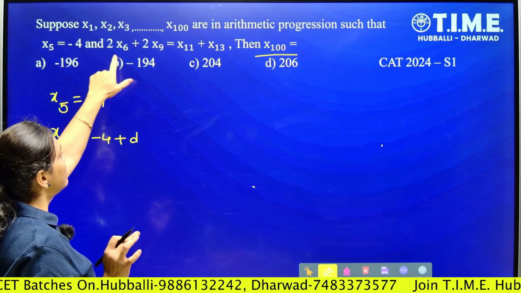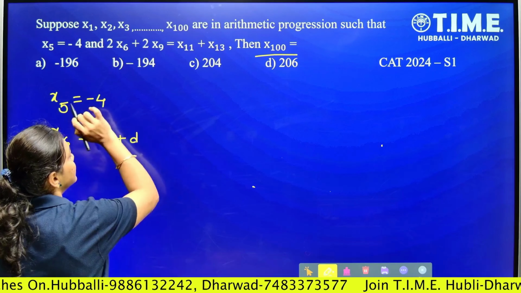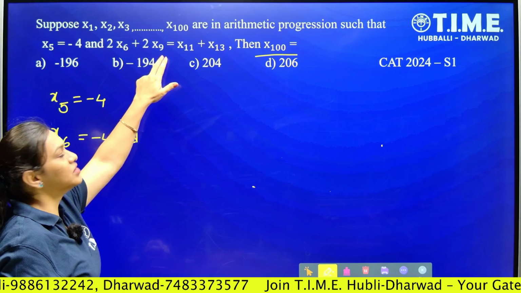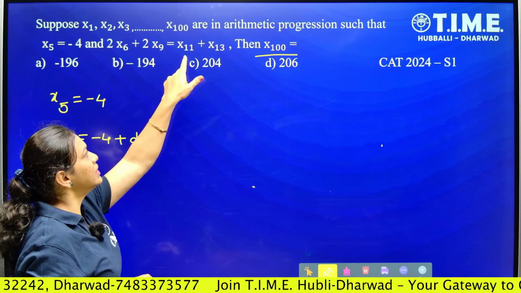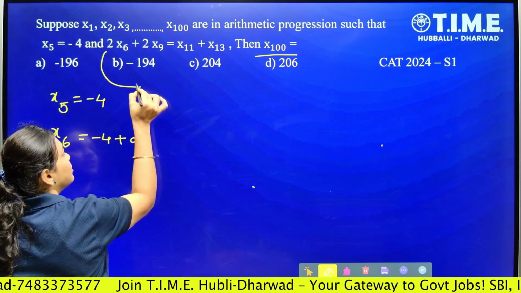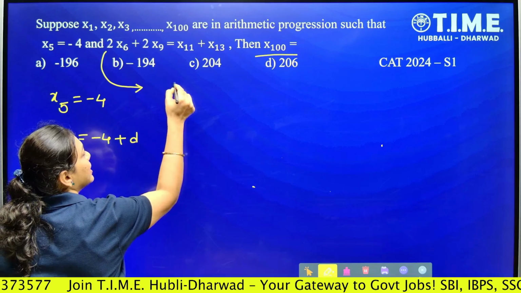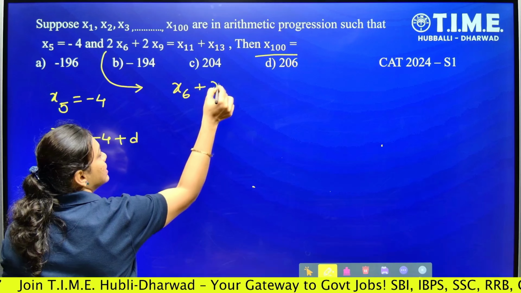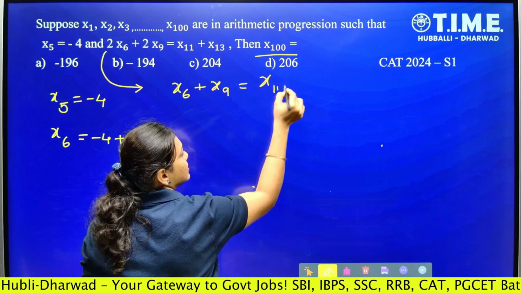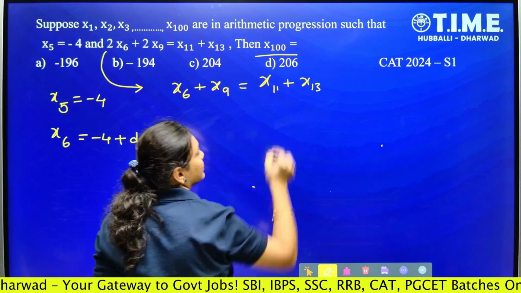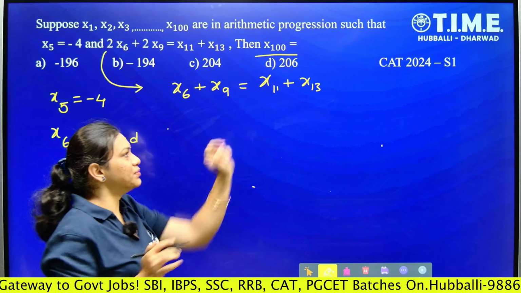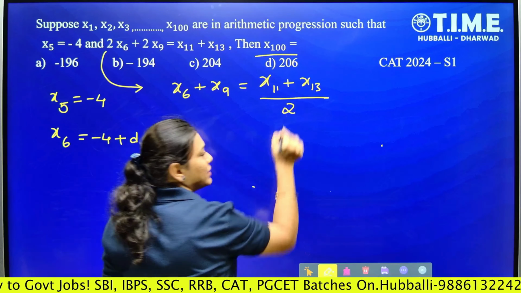And one condition he has given. What is the condition? The 2 times the 6th term plus 2 times the 9th term is equal to the sum of the 11th term and 13th term. If I take 2 common from this side, what will I get? The 6th term plus the 9th term is equal to the sum of the 11th term plus 13th term. Already we have taken 2 common here; if I cross multiply, the 2 is divided by 2, am I right?